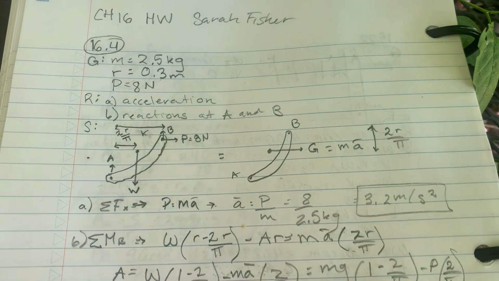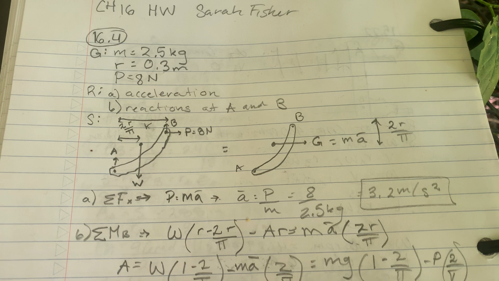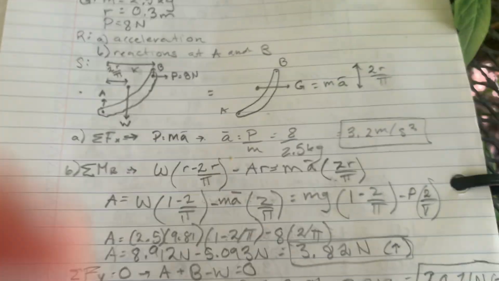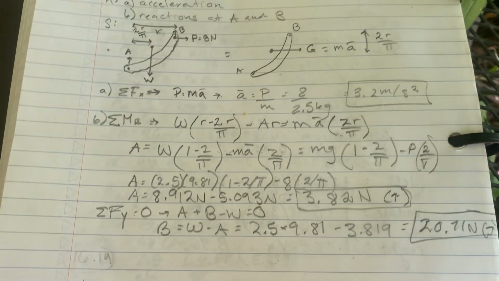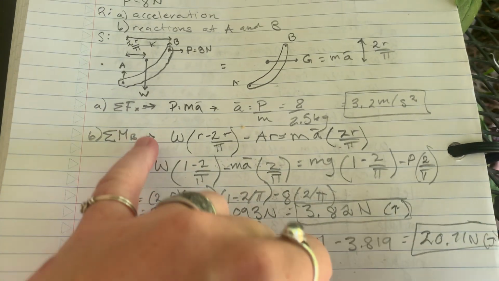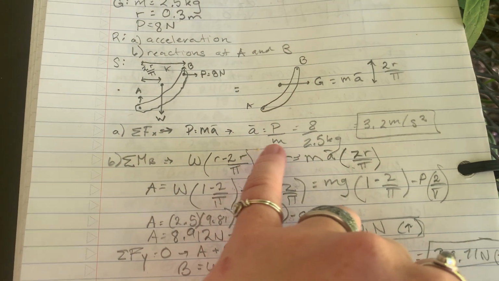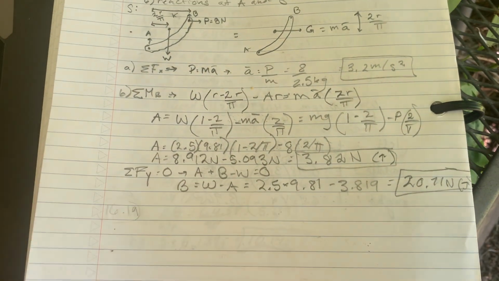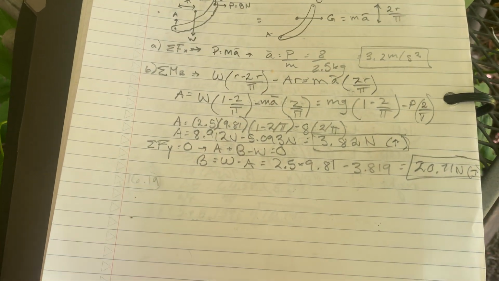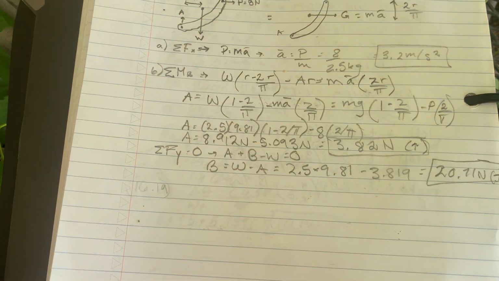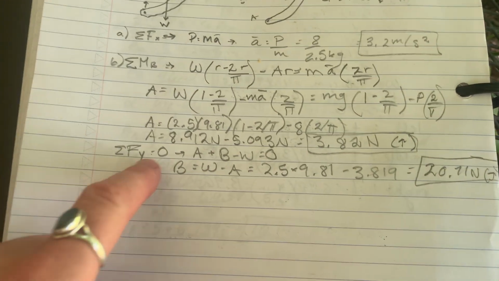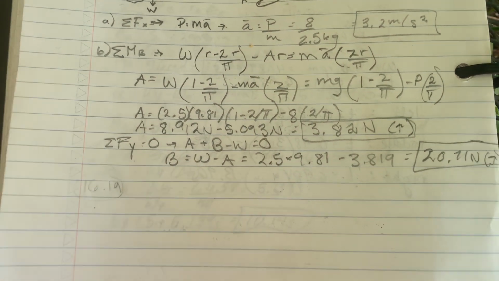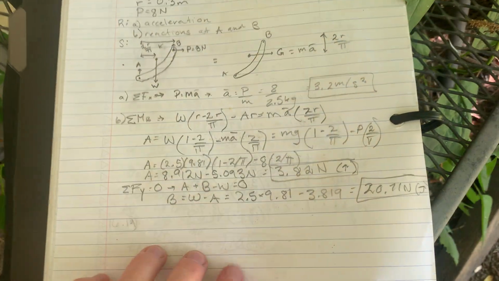For the first problem, we are trying to find acceleration and the reactions at A and B. For the first part, I drew my free body diagrams of the forces and the mass and acceleration. For the x direction, I found that A equals P over M and then plugged that in and got 3.2. And then I did sum of moment about B and got it in terms of A, and then solved for A and got 3.82 in the upwards direction, and then I solved for the forces in the y direction to get 20.71 newtons in the upward direction.